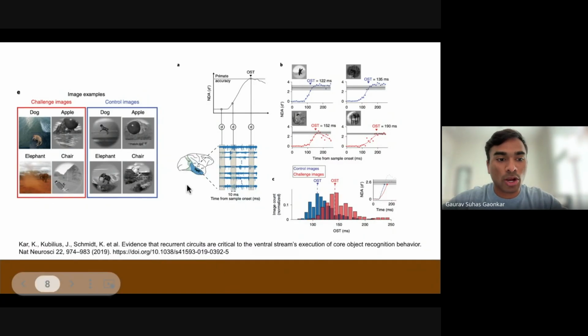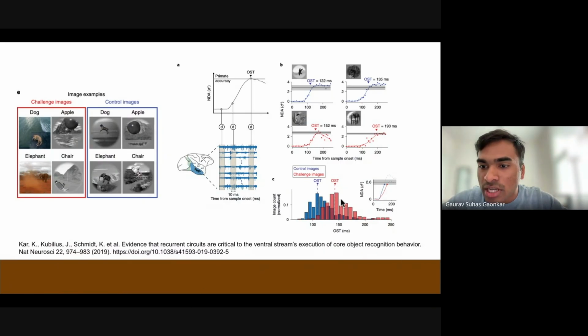Through analyzing the recordings in the inferior temporal cortex of the monkeys who were shown these images, they found that the challenge images took an additional 30 milliseconds of latency in the object solution time. Now you can imagine OST is object solution time, which shows at what time the signal in the brain was decodable to recognize an object. So as you can see, for the control images they were able to decode the object far earlier than for the challenge images, which hints towards the presence of recurrent circuits for robust recognition of objects.